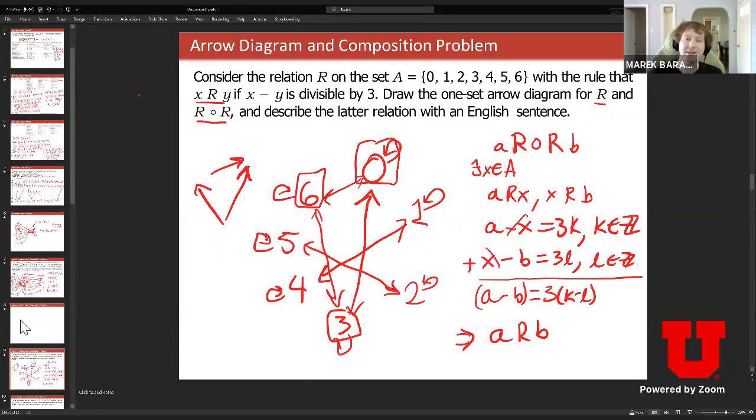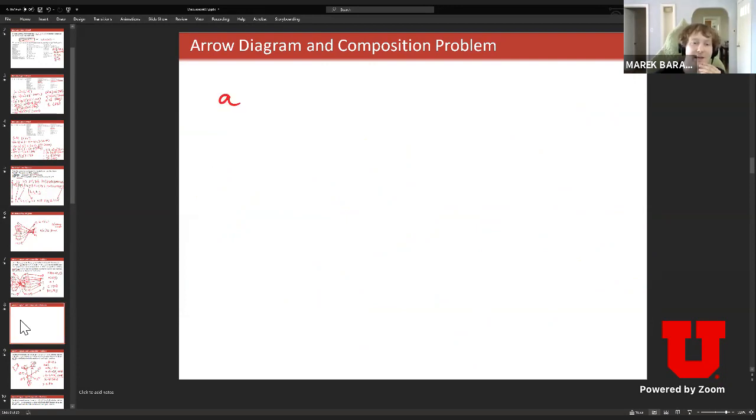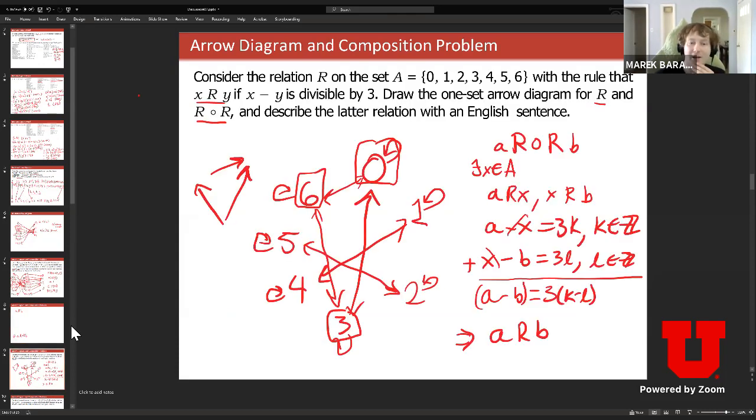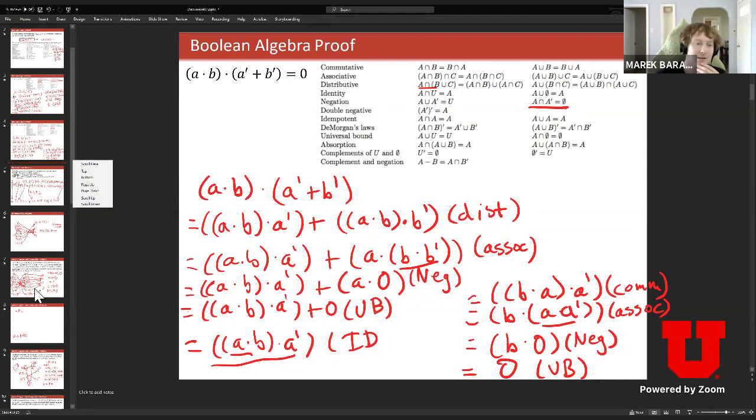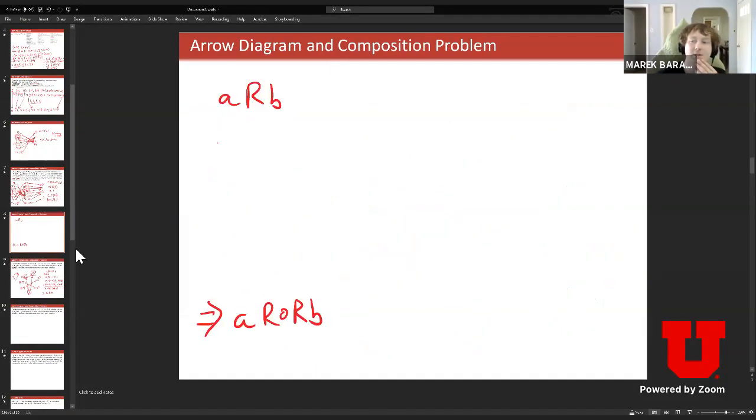And then to complete the proof, we need to show that if A is related to B, then A R of R B. And so we can basically just say that if we look back here, all elements are related to themselves. So I can say A R of R A and A R B, but this is the definition of this. Does that make sense?